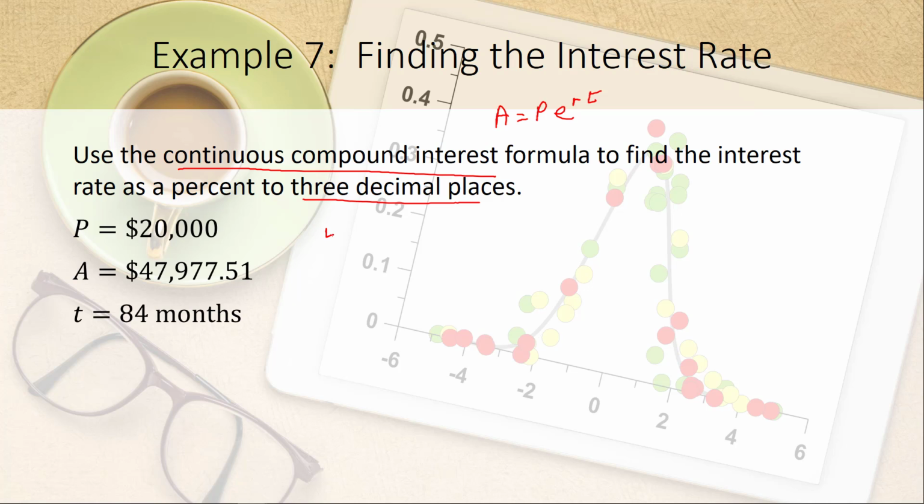So we are going to have that 47,977.51 is equal to 20,000 times e to the R, which we don't know, times t. If t is 84 months, remember that has to be in years. 84 months is equal to 1 year divided by 12 months, and this will give us 7 years. So in this case, we have e to the R times 7. This is our A, this is our P, here is our R, our unknown, and T is 7.